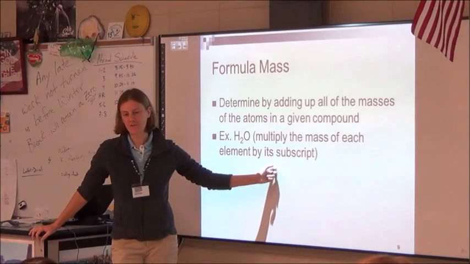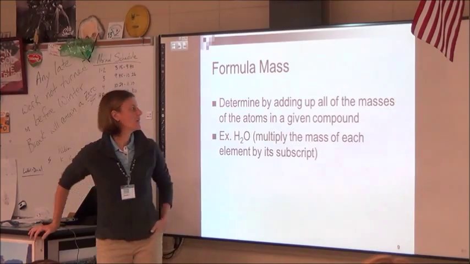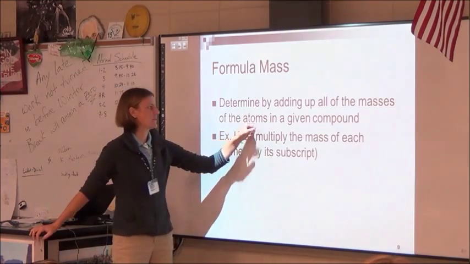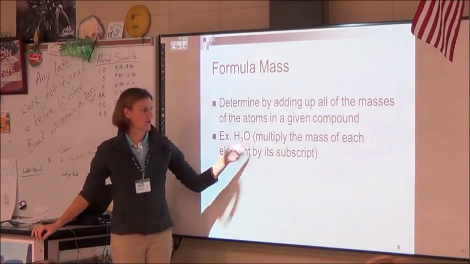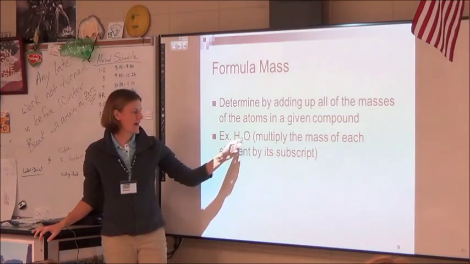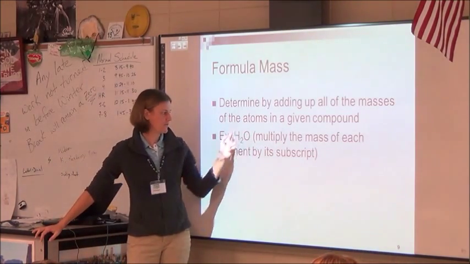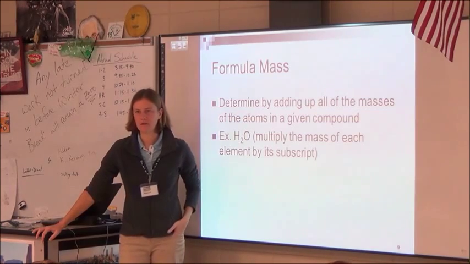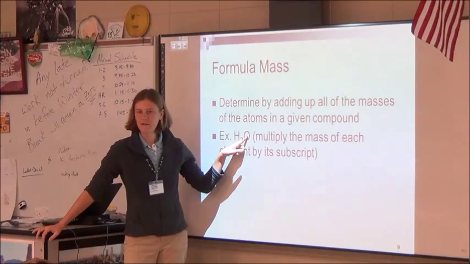All right, I did randomly skip this slide, so might as well go back over it, even though I know you know how to do it. Formula mass, what we just talked about, you add up all the masses of the atoms in a given compound. So H2O, multiply the mass of each element by its subscript. So what's the answer going to be for the formula mass of water? 2 plus 16 is 18.